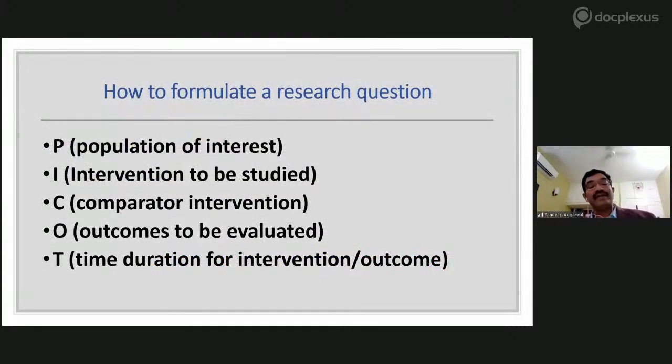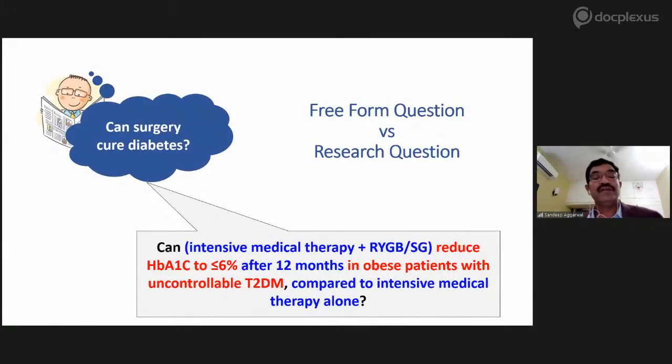If you go back and look at this question, it certainly looks better than the simple question, can surgery cure diabetes? So we need to have this sort of clarity in our mind when we start collecting data or start reporting data, and if you want your article to be published.